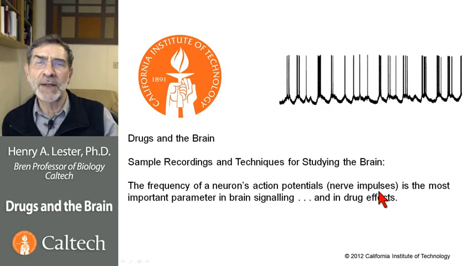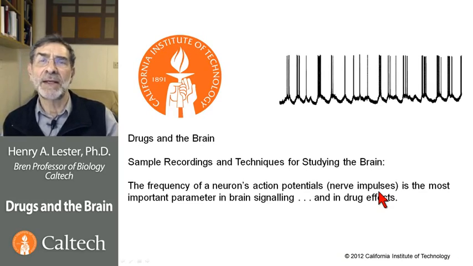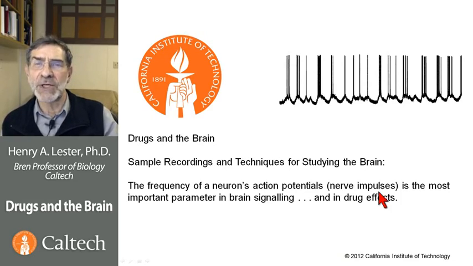Each individual neuron sits in its own circuit, has its own inputs and outputs, its own way of processing data, but we can summarize that neuron's activity in most cases by the frequency of nerve impulses. And in many cases, the effects of drugs are revealed by changes in the frequency of a neuron's action potentials.